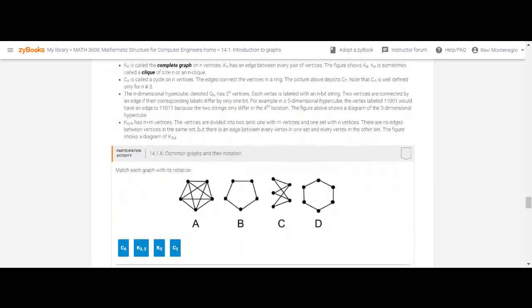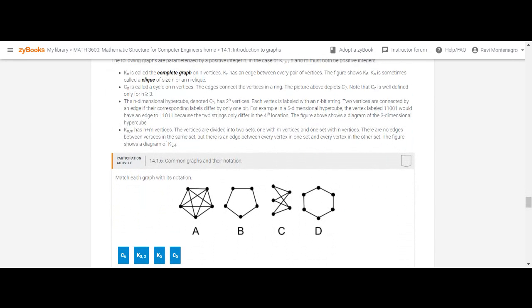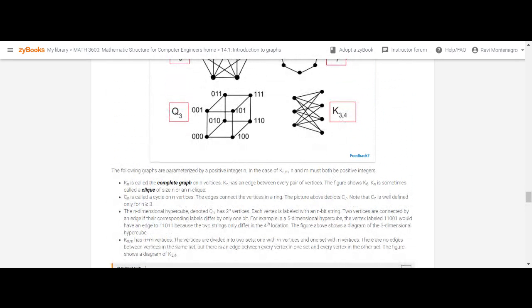So we're going to talk about something called matchings, not today, but in a later class. And in that case, we'll be looking at bipartite graphs.